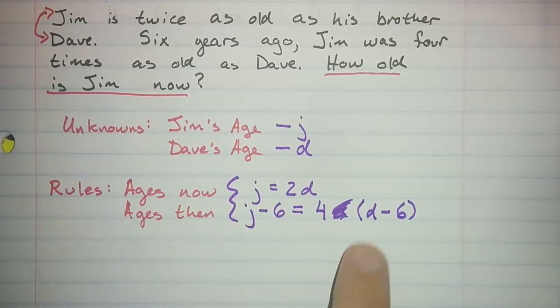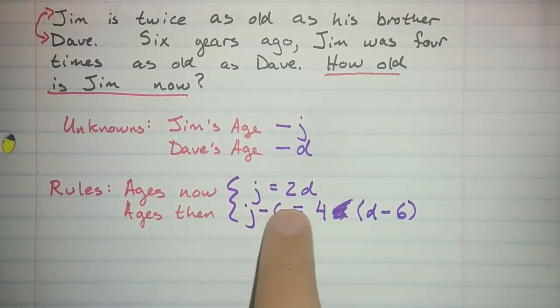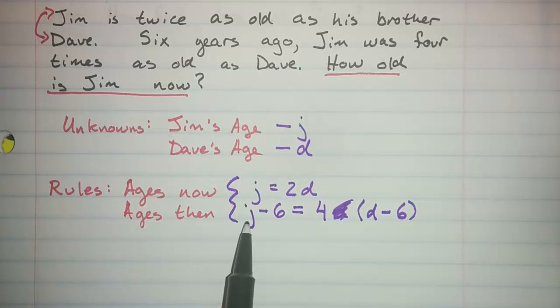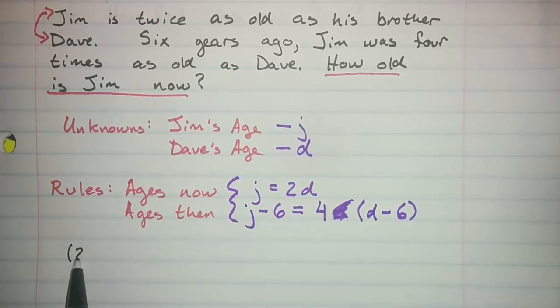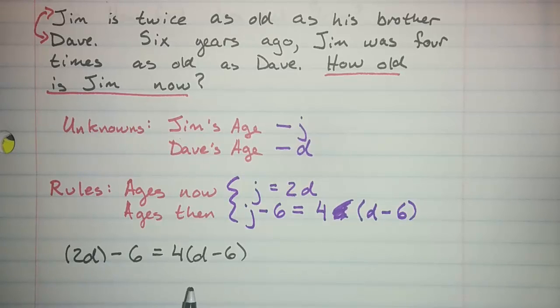Okay, I think that this system is really nicely set up to use substitution. This first equation is in the form J equals something with a D in it. So I'm just going to substitute, instead of J, I'm going to write 2D minus 6 equals 4 times D minus 6. All right, now I have an equation in one variable.